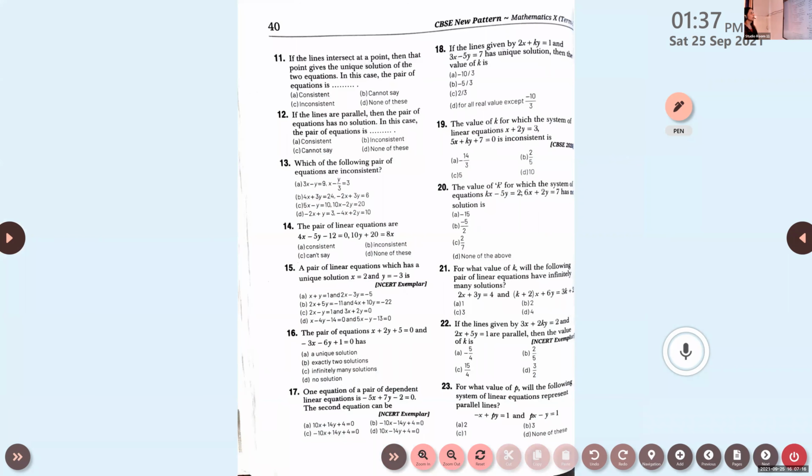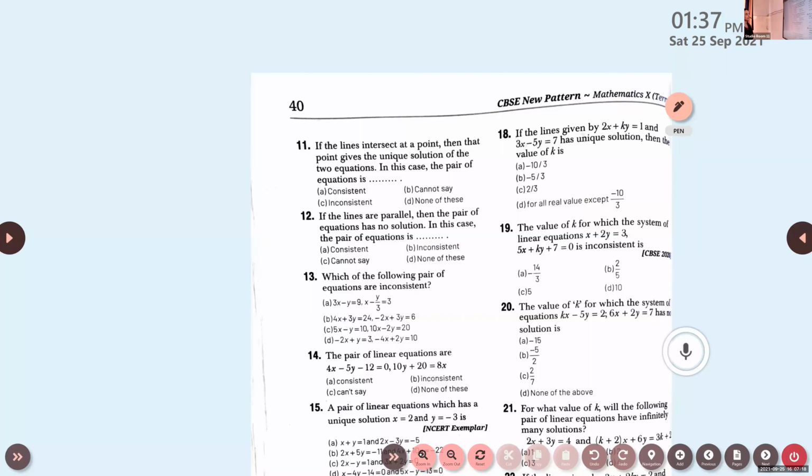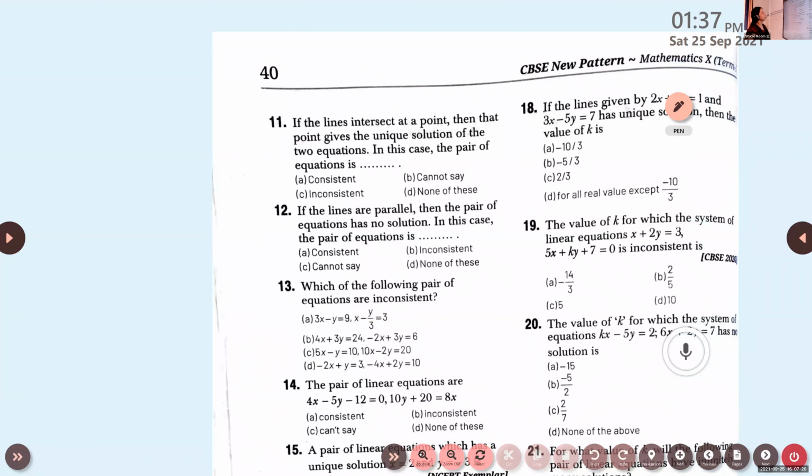Okay, look at the next one. If the lines intersect at a point, then that point gives the unique solution of the two equations. In this case, the pair of equations is consistent. Solution is there means it is consistent.